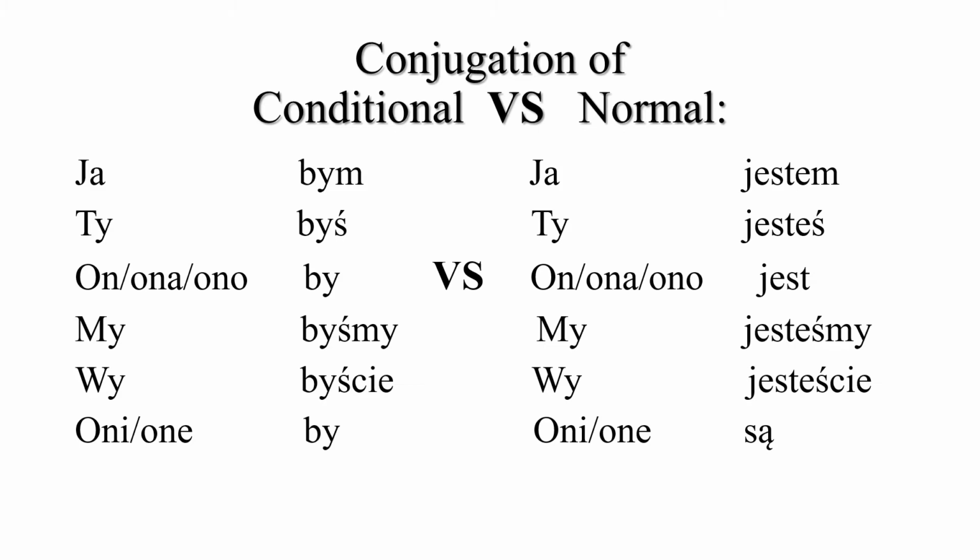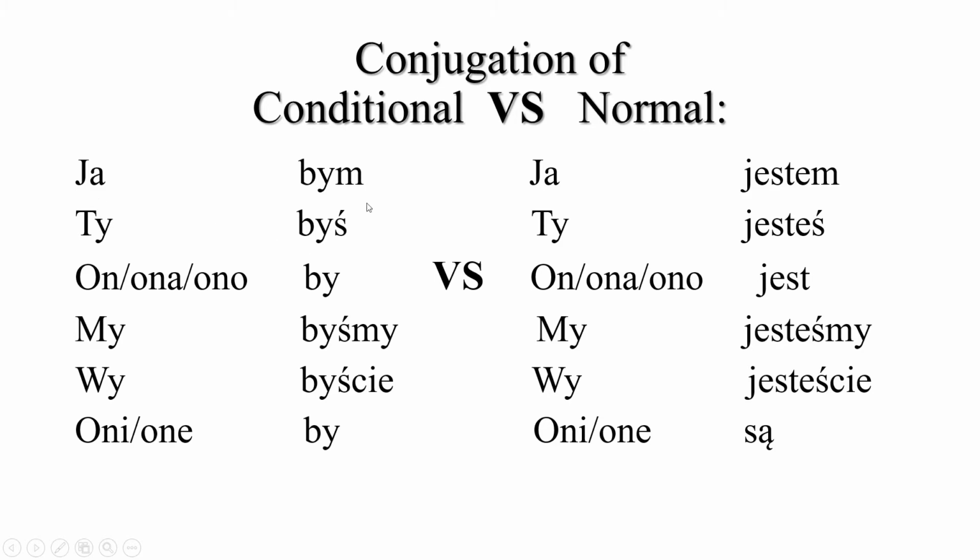So let's see how this works. The conjugation of the conditional versus the normal. Normal means not conditional. If you remember, in the normal conjugation of "to be", we say ja jestem, ty jesteś, on, ona, ono jest, my jesteśmy, wy jesteście, oni, one są. However, when I want to make things conditional, this is the conditional form. It doesn't mean that we are saying conditional sentences yet.